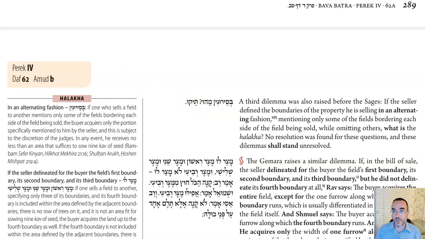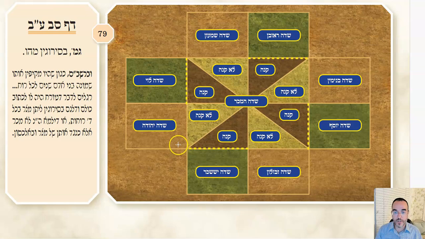And lastly, what if it's alternating? In other words, like in this picture, where the seller owns all of the land over here, and we're not sure if he means to sell all of this land or only part of it. So he writes, this land is bordered by the fields of Reuven, Levi, Yissachar, and Yosef. Now, on each of these edges, there are actually two people that own the land.